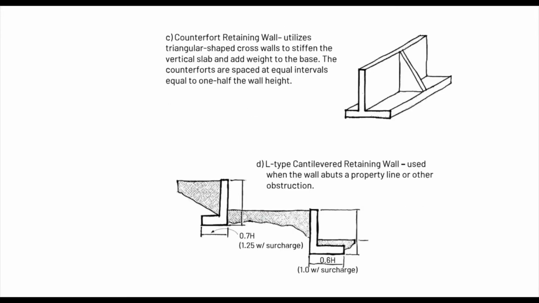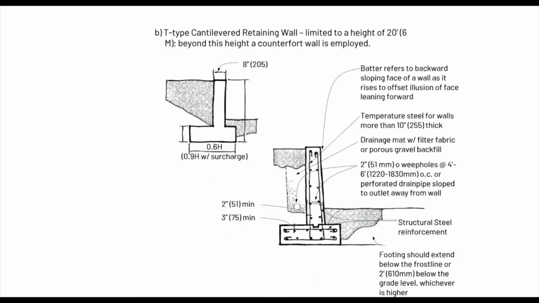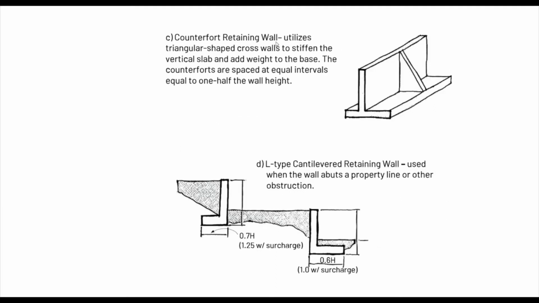And then the last slide, counterfort retaining wall. So yung kanina hindi ko na kasi binasa yung part na yun. And beyond this height, dito po. Beyond this height, a counterfort wall is employed. So if it's above 6 meters na, a counterfort is employed. A counterfort is basically an additional wall that has a triangular shape cross walls to stiffen the vertical slab. So basic physics, to resist the force na galing dito, add a structural member.